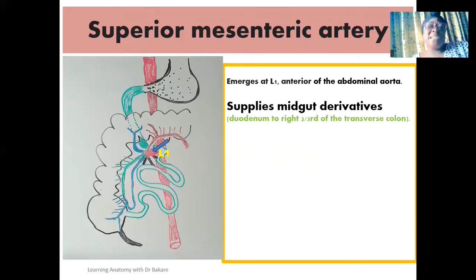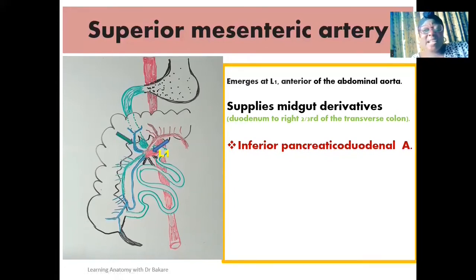So let's look at the branches that it gives to supply regions of the small intestine and also the large intestine. It gives off 5 branches, and the first one is the inferior pancreaticoduodenal artery. This is the inferior pancreaticoduodenal artery. I highlighted this artery in my lecture on the blood supply of the duodenum. If you've not checked that lecture, please kindly go and do so.